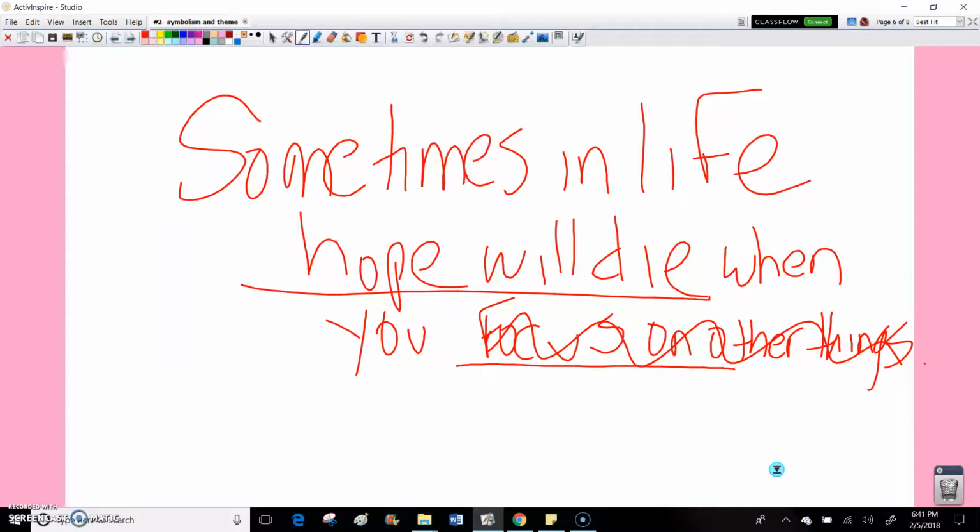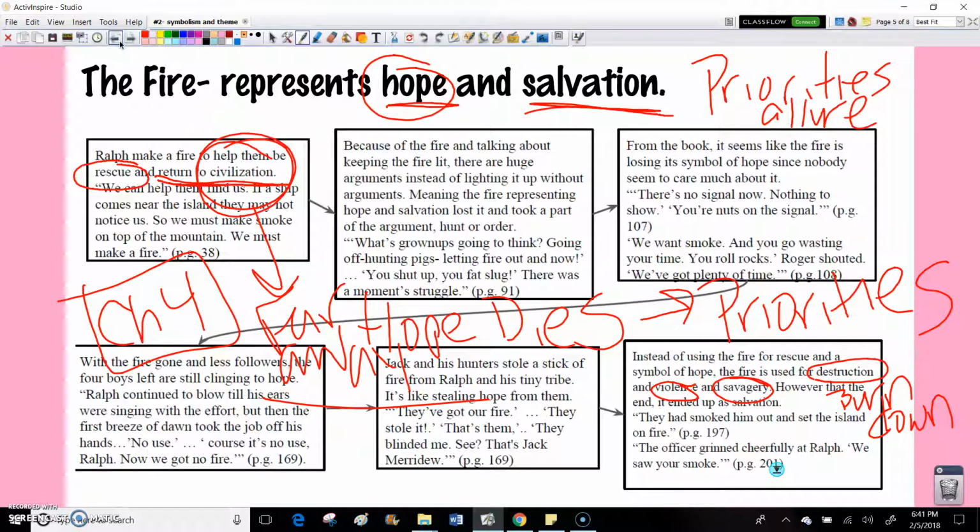So now I've got to go back and really look at my evidence. Think specifically. Again, what is it that caused the fire to start to die and caused the hope to die on the island? All right, their priorities started to shift. What took over? Instead of getting rescued, what did they want to do? They wanted to have fun, right? Okay, what else did they want to do? They wanted to hunt. Why did they want to hunt? What was the type of fun they were having? The type of fun was hunting. Why did they want to hunt? Just because it was fun?